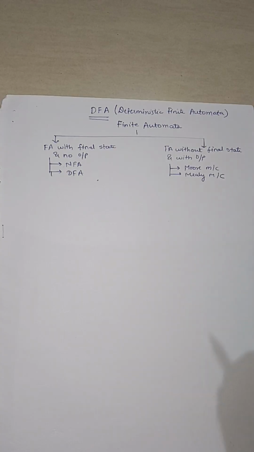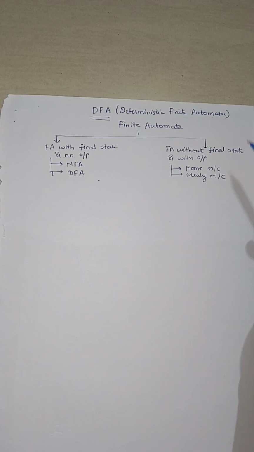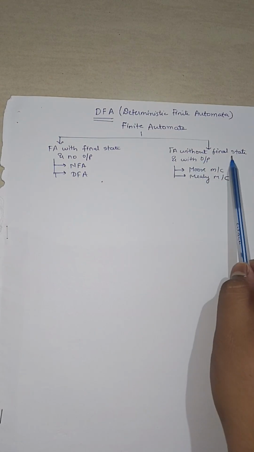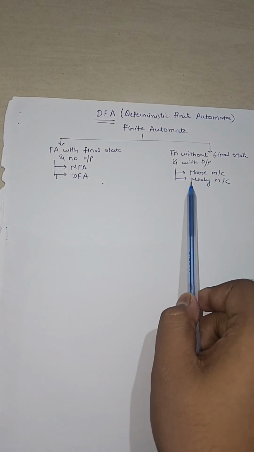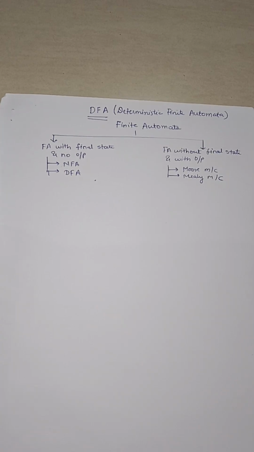In the category of FA without final state and with output, there are two types: Moore machine and Mealy machine. Always remember, when there is no final state and there is an output, there the Moore machine and Mealy machine come. So today we will learn the basic concepts of DFA, deterministic finite automata.